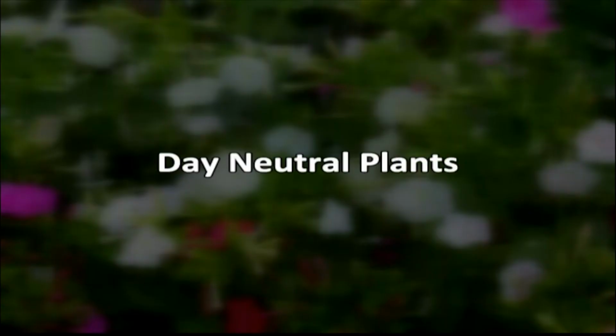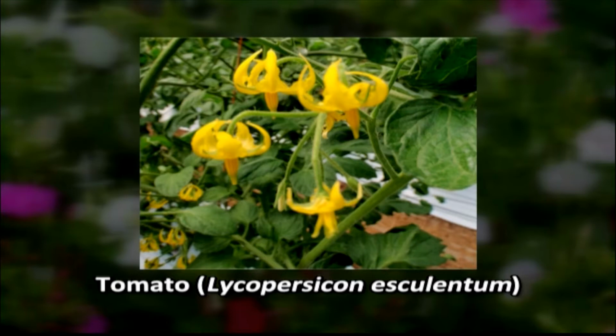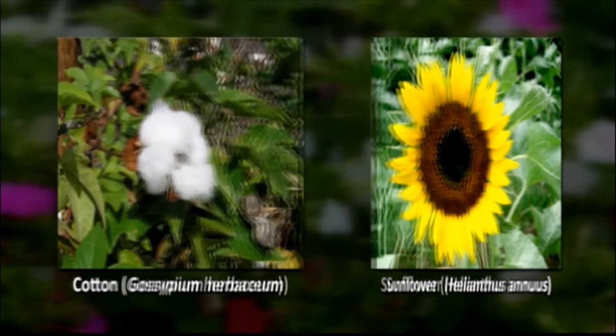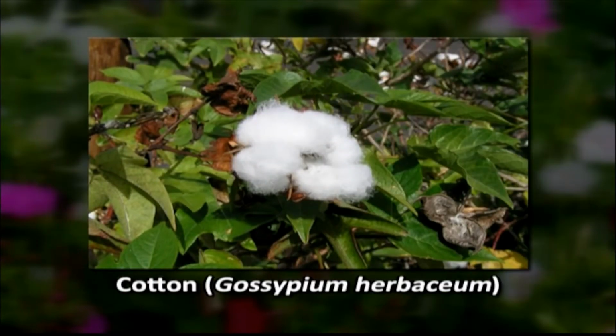And if you look at a third major category of these plants, what are called day neutral plants, they flower at the same time irrespective of the photoperiodic conditions. In other words, these plants flower in all photoperiods ranging from 5 hours to 24 hours of continuous exposure. Some of the examples of these day neutral plants include tomato, Lycopersicon esculentum, sunflower, Helianthus annuus, and of course cotton, Gossypium herbaceum, and so on.